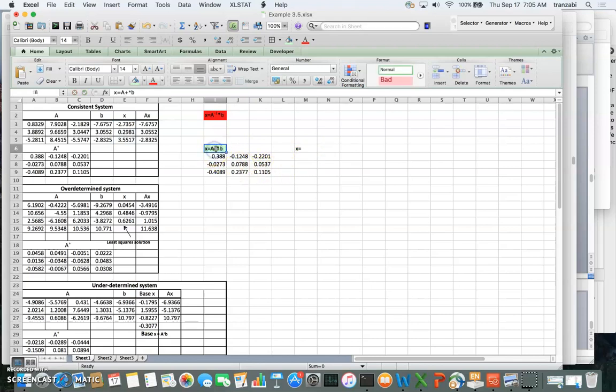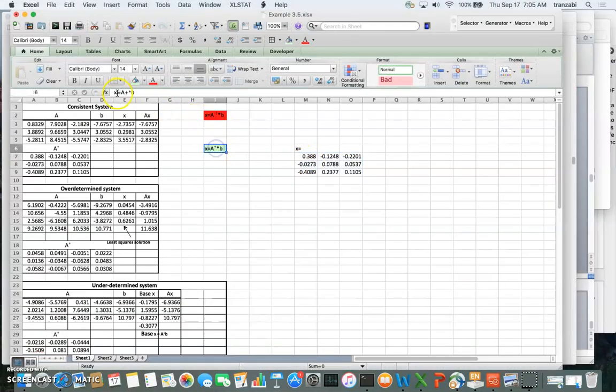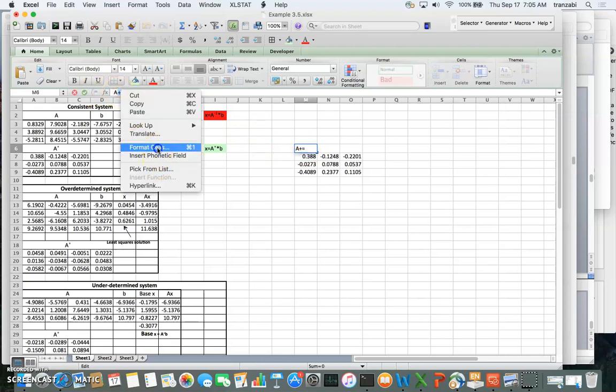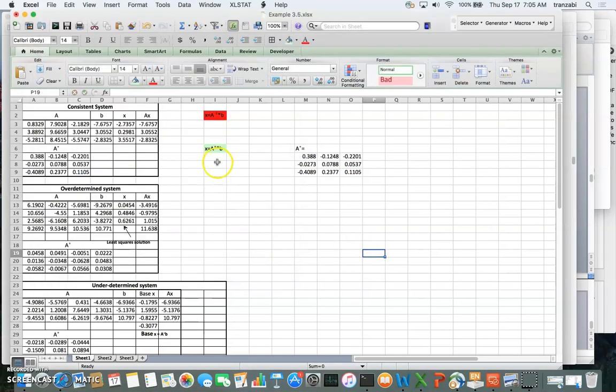By the way, I have to actually move this one to here. That is my A dagger. So let me just copy it here and then paste it there. This is my A dagger, right? And I have to make it superscript. Okay, this is it. So I'm going to calculate A dagger times B.